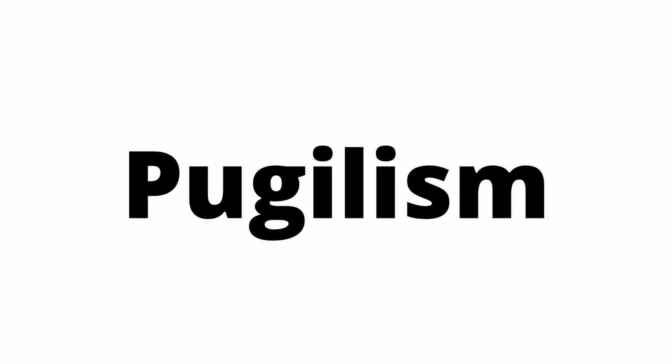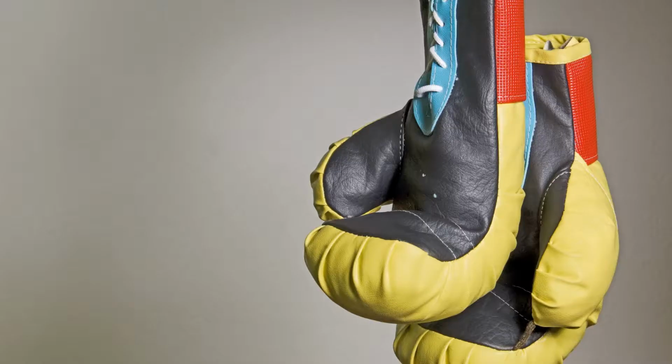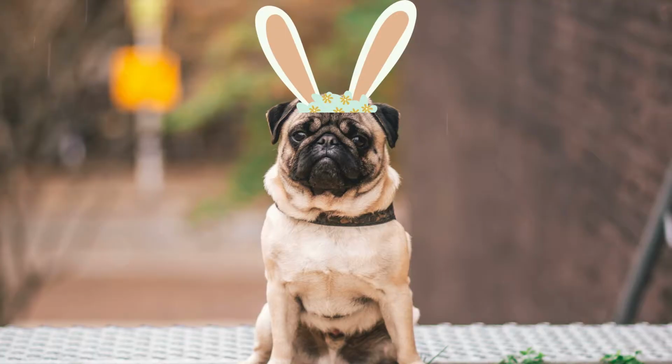Now, let's test this method with an example. The word we are going to remember is pugilism. It means the profession or hobby of boxing. We have already covered the meaning of the word. Hence, we are done with step 1. Now, moving on to step 2. In this step, we create an image for the word. The word pugilism can be broken down into pug plus listen.